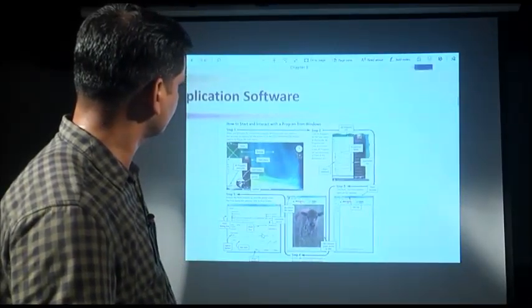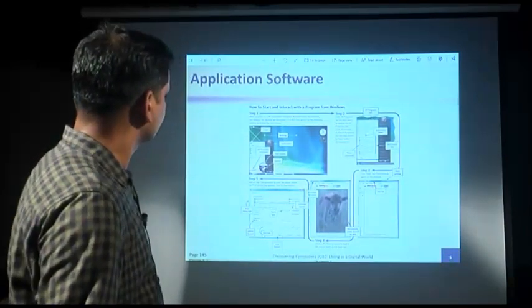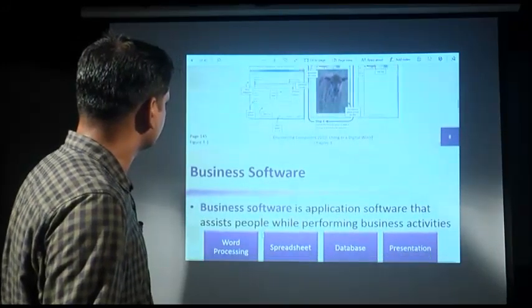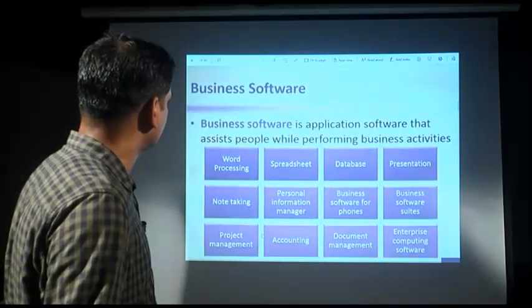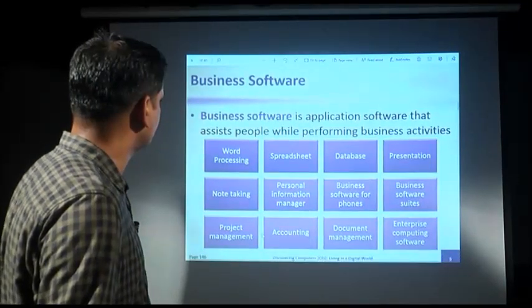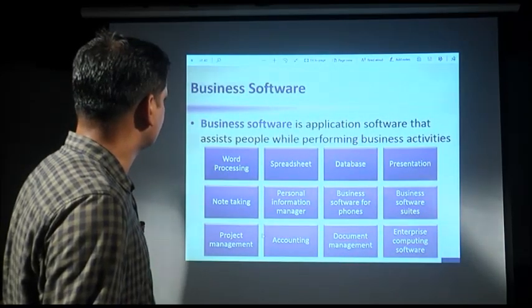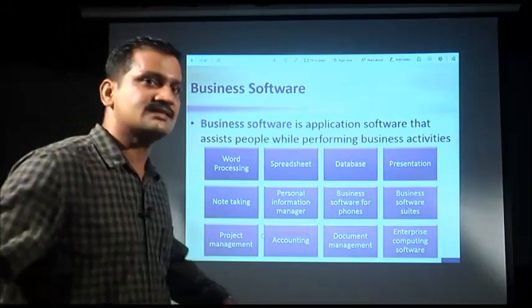Okay. Moving next, we will discuss each category of application software. This is the first kind, the business software. Business software is application software that assists people while performing business activities.